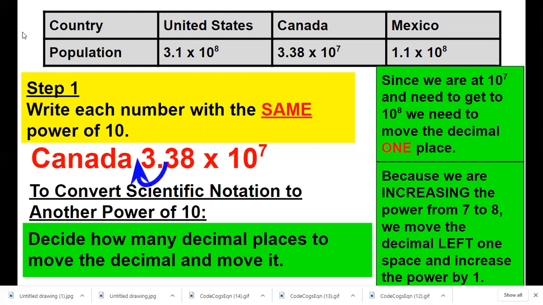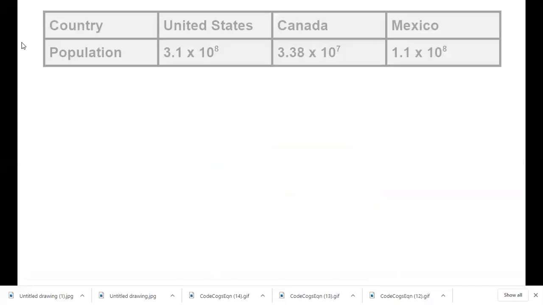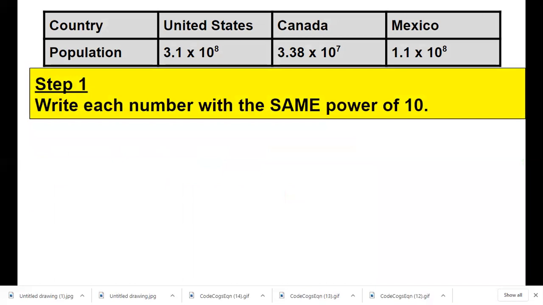There we are, our little arrow, moving our decimal 1 place to the left, and increasing our power to 10 to the 8th. So now it's 0.338 times 10 to the 8th. So you'll see that right here. We just moved our decimal 1 place and we increased our power of 10 by 1. So step 1 was to write each number with the same power of 10.